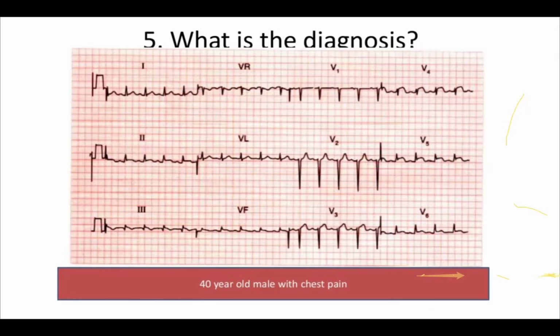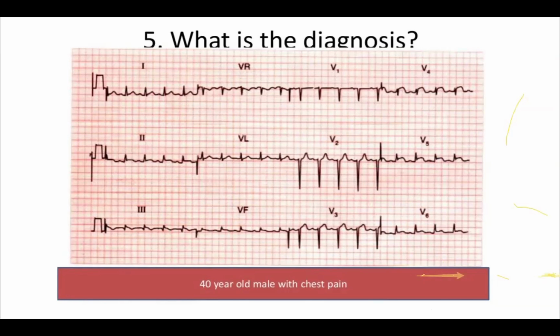And then what do you think about the R wave progression? Is it normal here or not? Yes, there's poor R wave progression. What's the definition of poor R wave progression? How will you say poor R wave progression?